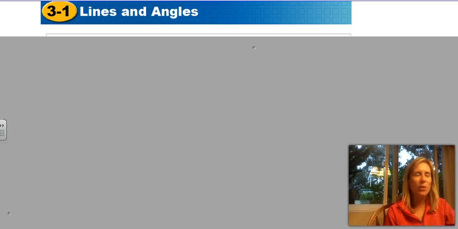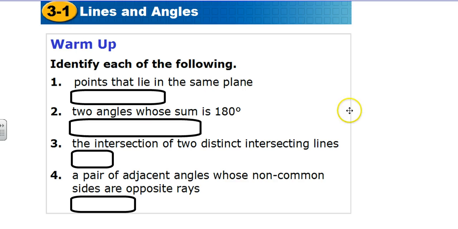Welcome back, geometry students, and we get to enter a new chapter today, chapter 3. You can move away from proofs for a little while, although they may pop up here too, and we'll get into some actual geometric figures. How about today, some lines and angles? Go ahead and pause the video and try this quiz here. Come back and check your answers.